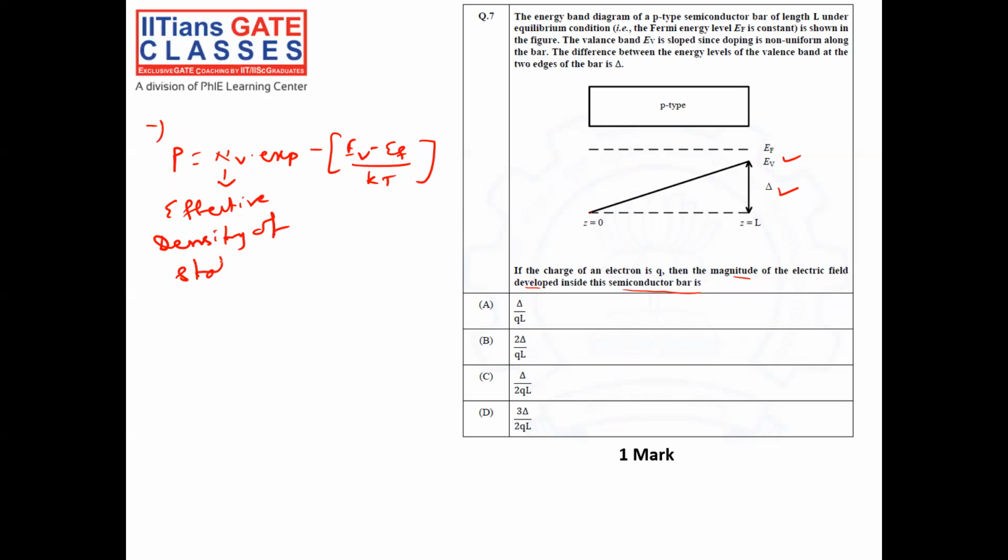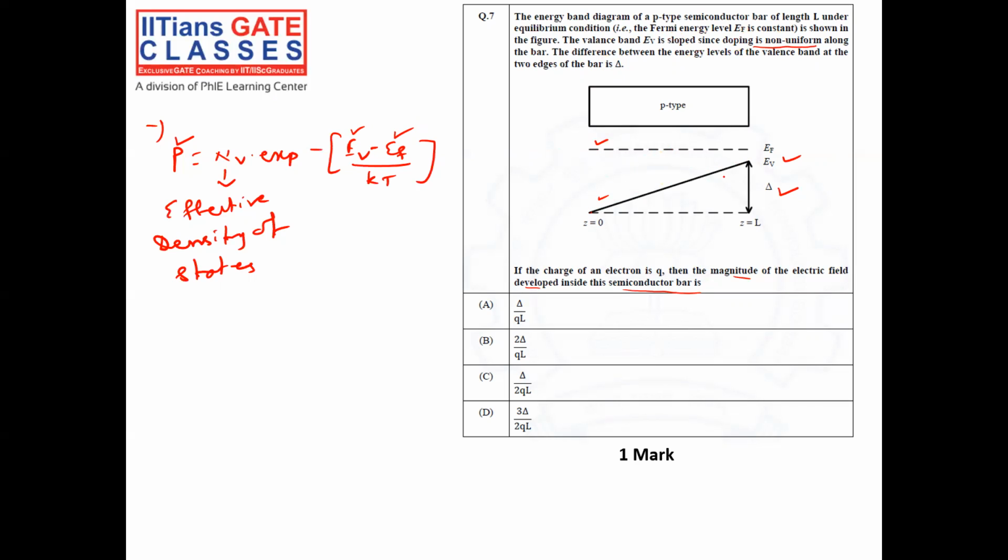Already might have studied, right? So here you see the whole concentration depends upon the difference between the valence band and the Fermi level, right? And since it is non-uniform, the difference between the valence band and the Fermi level is deciding the concentration. Since it is giving a non-uniform doping, the difference between EF and EV will not be the same, so it is varying according to the given diagram.